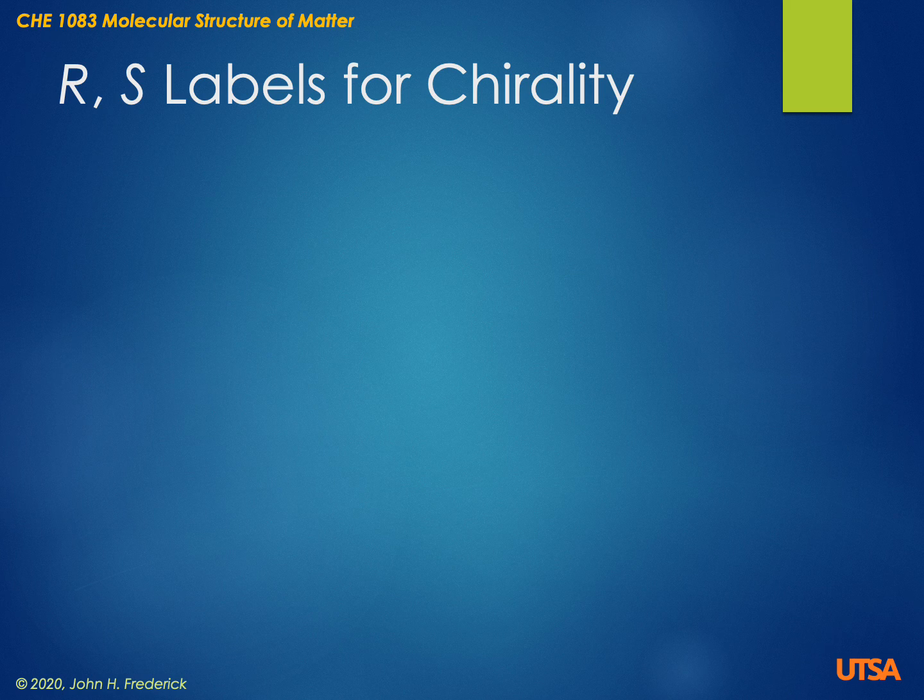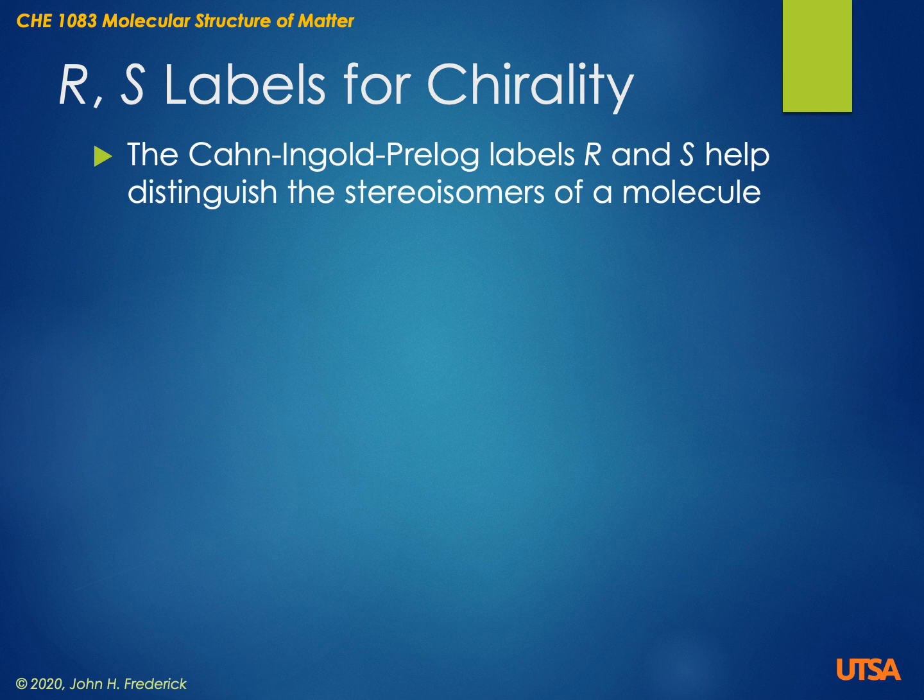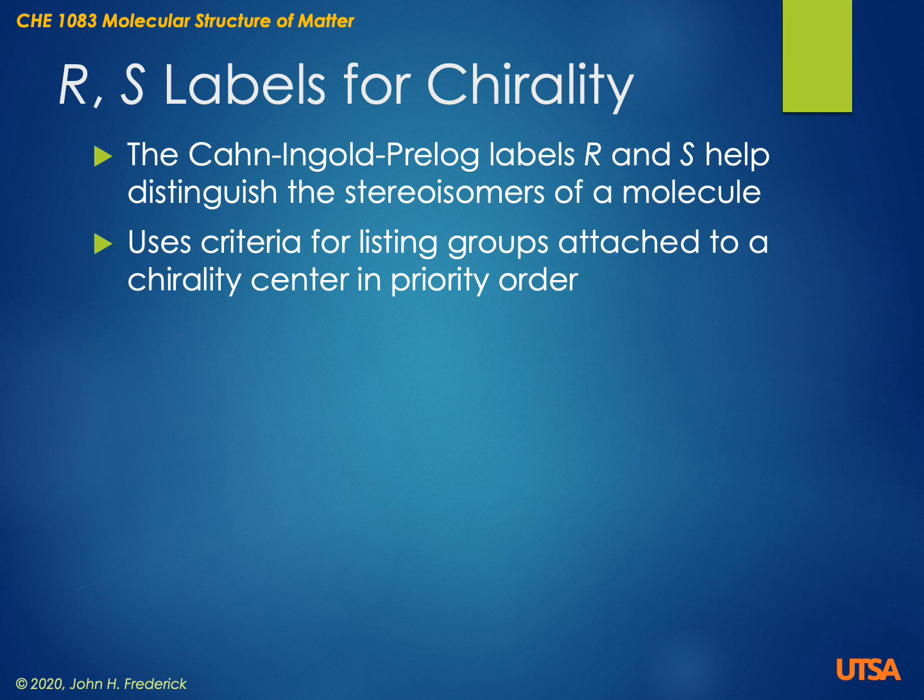In order to keep all of this straight, we need to have some labels for the different handedness, or how to distinguish the different enantiomers from one another. And for this, we use R and S labels that were proposed by Cahn, Ingold, and Prelog. The way they do their labeling is they list the groups that are attached to a tetrahedral carbon. There are 4 different groups, and they're going to prioritize them using a fixed criteria. The criteria is actually usually the mass of the group, but it sometimes gets a little tricky when there are 2 groups that have the same mass.